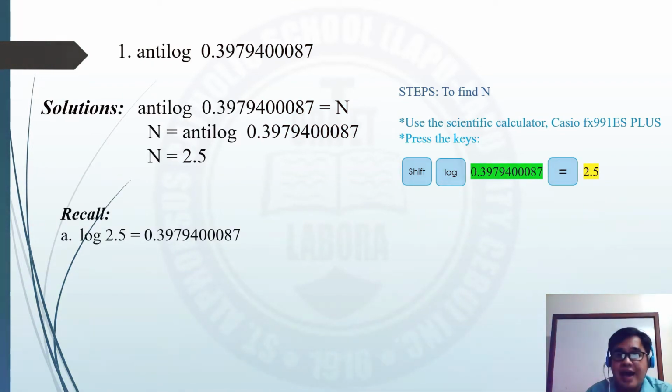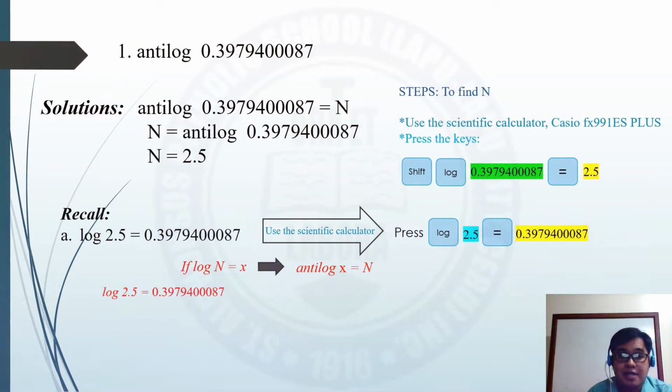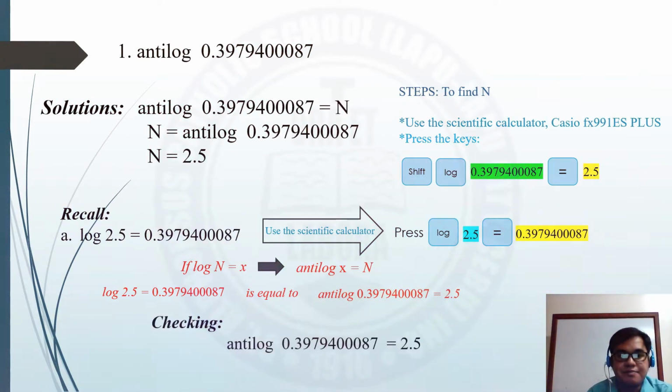Let's recall this process, that if we are going to get the value of the logarithm of 2.5, its result is 0.3979400087. Using your calculator, we can press the key log, this number, equals, and this is our answer. Therefore, if we have the logarithm of n is equal to x, it is equal to the antilogarithm of x equals n. If we have the logarithm of 2.5 equals 0.3979400087, it is equal to the antilogarithm of 0.3979400087 equals 2.5.